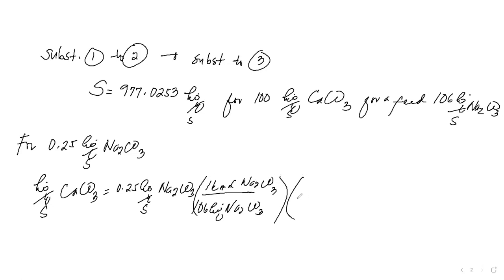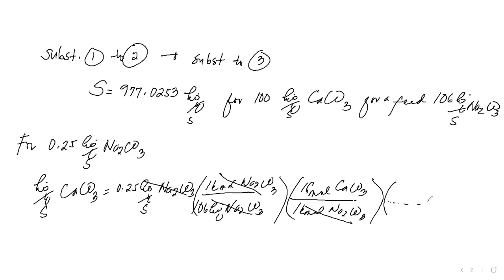Then we will have 1 kilomole sodium carbonate to 1, or based on our stoichiometric relationship, this could also be mole. So 1 mole of calcium carbonate. It's okay whether it's kilomole or mole. So we cancel this, cancel this, cancel this, we cancel this. This is already kilomole calcium carbonate, and we only need to multiply here with the molecular weight of calcium carbonate.